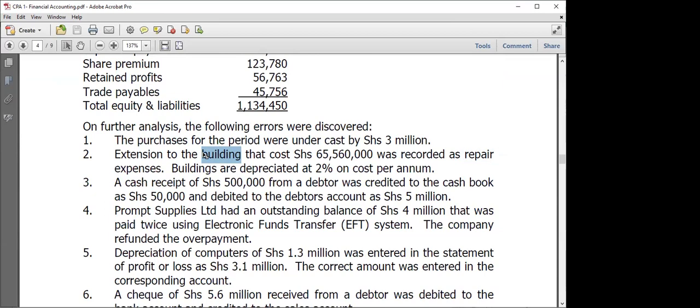Now, when it comes to the depreciation they are giving us, the fact that we recorded it under the repair expenses account means that we did not depreciate it, because it was not part of our asset balance at the end of the year that was due for depreciation. So we are going to recognize depreciation of 2% on cost per annum. So 2% of this 65 was not depreciated. That is why they have given us this value. I'll take this value to the other side.